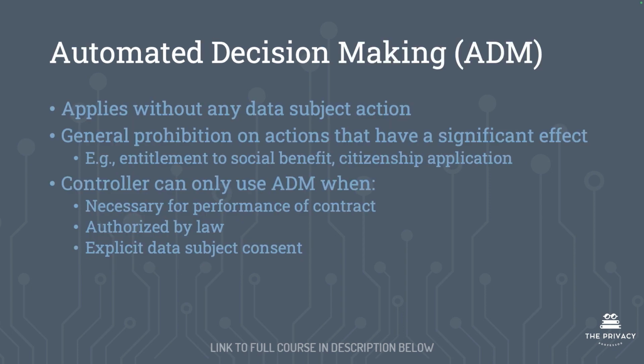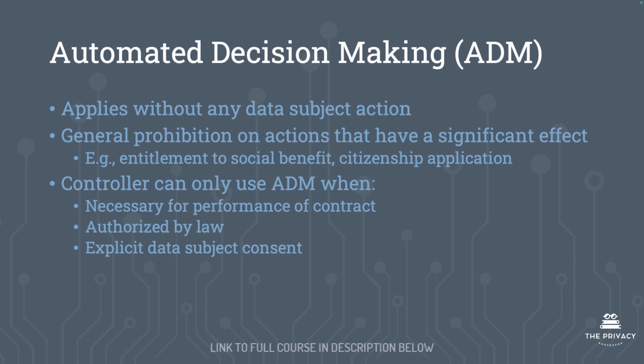Automated decision-making takes place when machine learning or some algorithm is given a bunch of data and renders a decision based on that data and its own formula. So ADM takes place when a machine is doing the decision-making and there's no or very little human involvement.